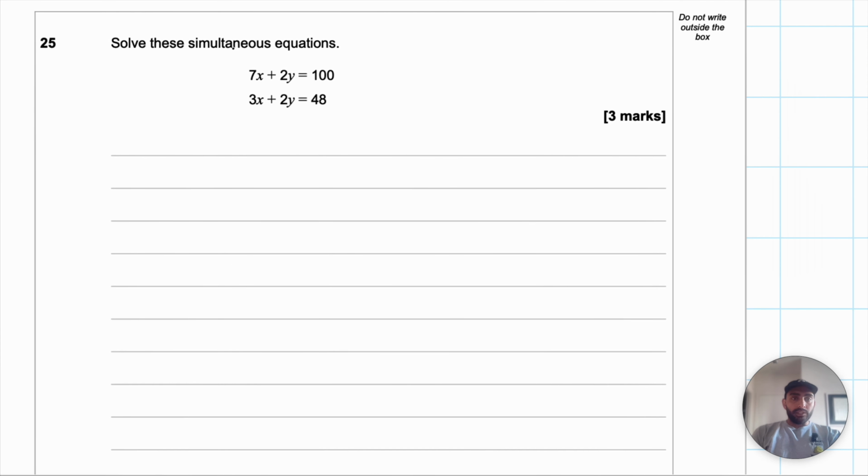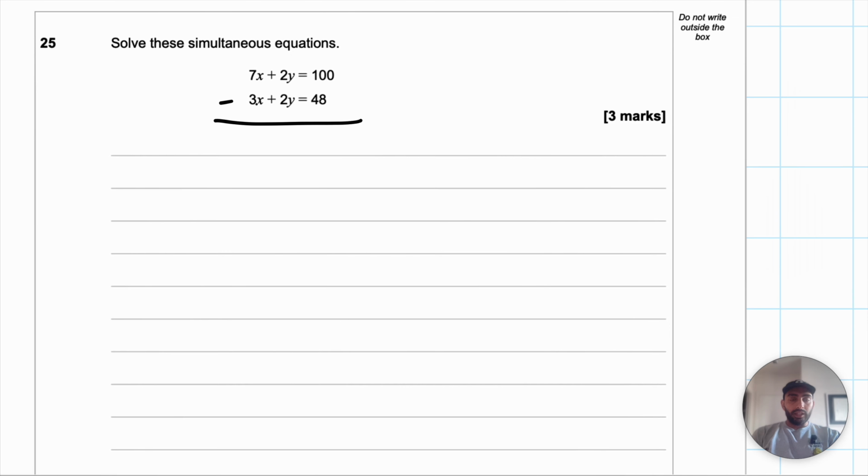Question 25. Solve these simultaneous equations. I've got 7x plus 2y equals 100 and 3x plus 2y equals 48. When you're doing these, you're looking for a matching coefficient of either the x's or the y's. You're just looking for one of the variables to have the same number. It doesn't matter about the sign. Here I can see I've got a 2 before the y and a 2 before the y. And because they're both being added, we can take them away from each other, and that would remove them.